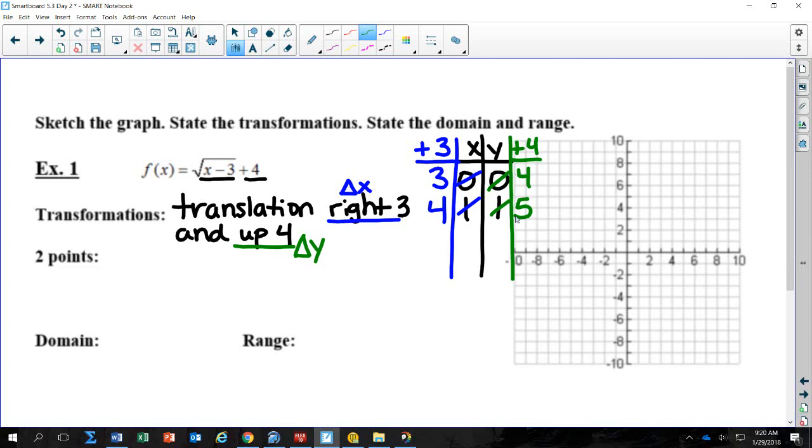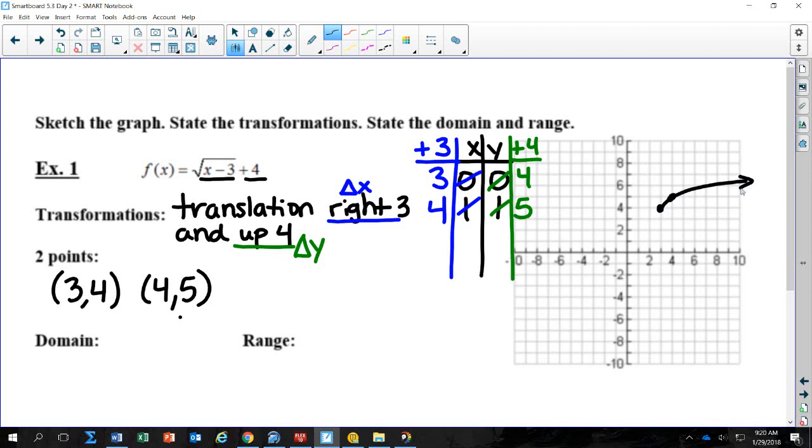Oh, that's okay. I thought I made a mistake. Okay. Any questions on this? All right, so the 2 points I'm going to list are 3, 4, and 4, 5. So we've got 3, 4, and 4, 5. This is what my graph is going to look like.